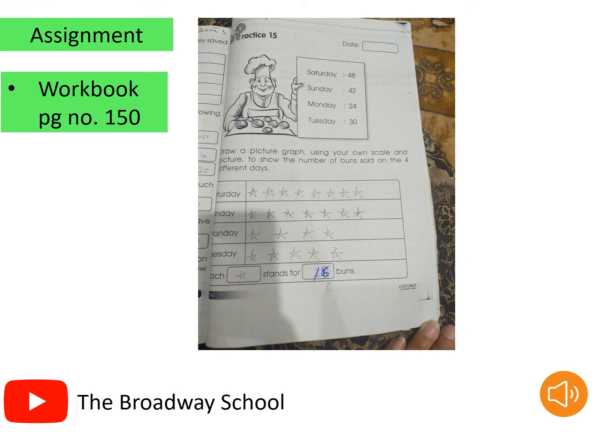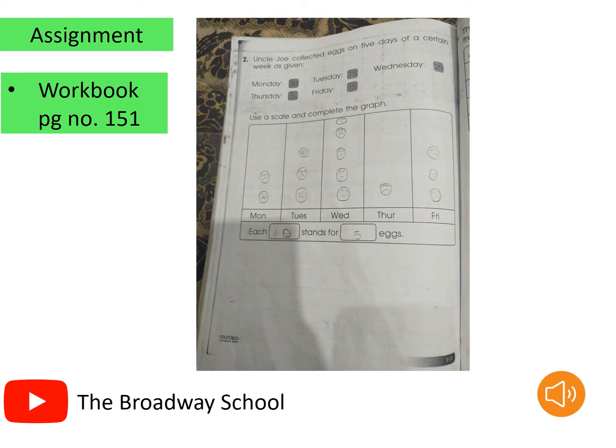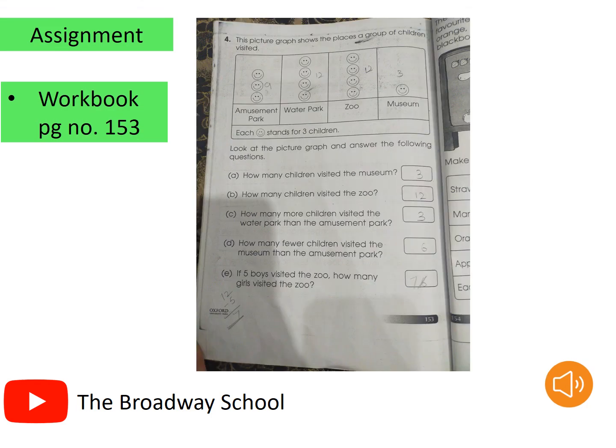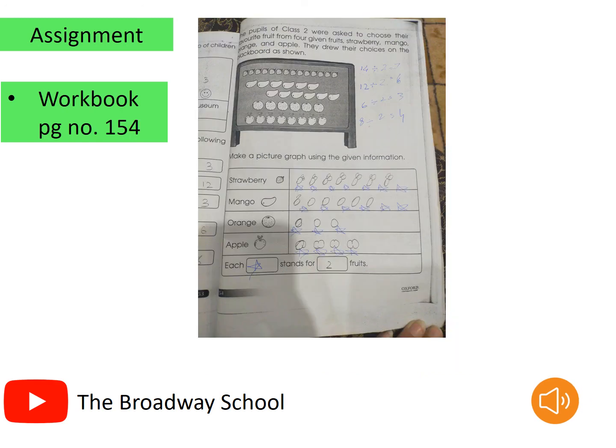Solve it in your workbook. Workbook page 151 is also your assignment. You need to do it by yourself. Workbook page 152 is also your assignment. You need to solve this question in your book. Workbook page number 153 is also your assignment. Solve it in your workbooks. Page 154, as this is the last page of this unit, is also your assignment. You need to solve it in your workbook.